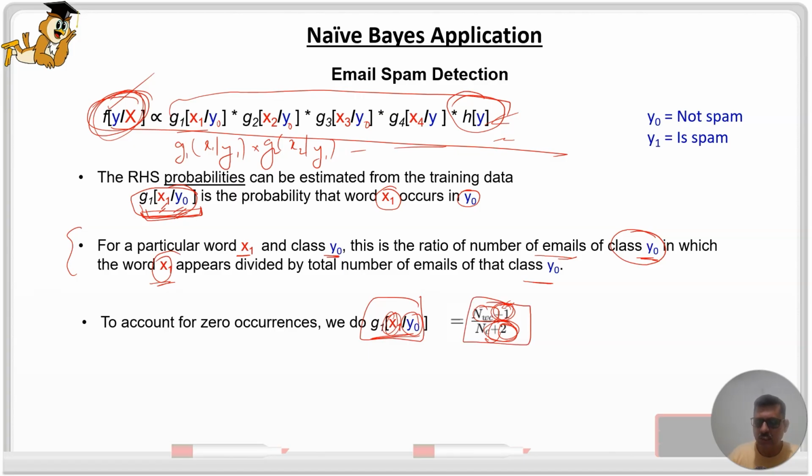This ensures that the probability is not 0. It ensures that it stays below 1, and you get better answers this way. So this is what you do. This is just a hack to ensure that you do not end up with 0 probabilities and thereby mess up your right hand side.